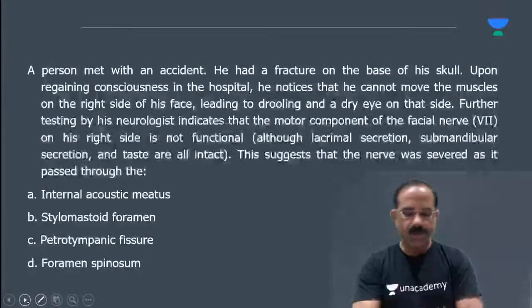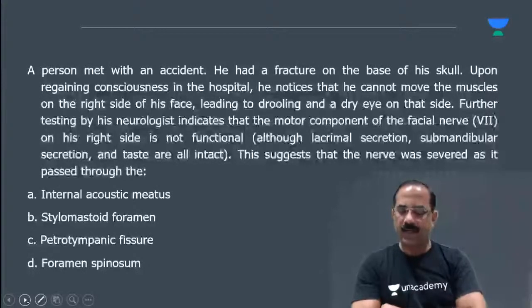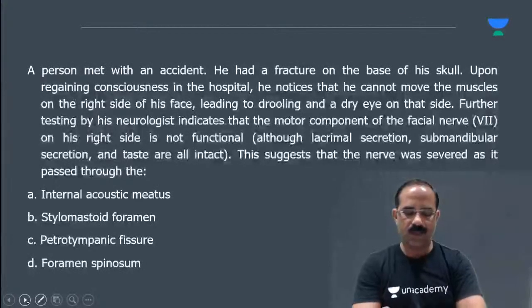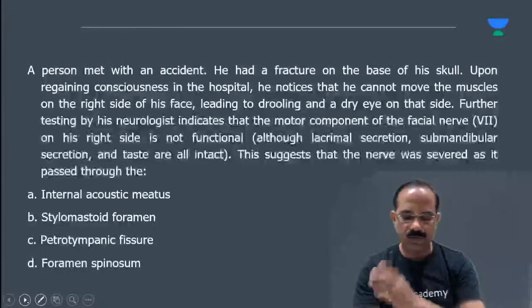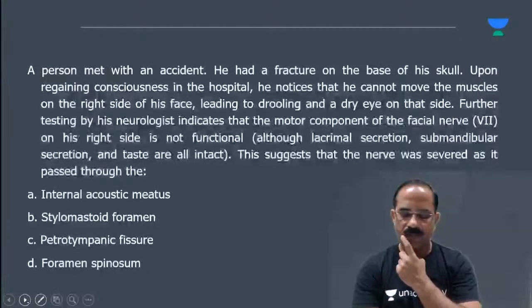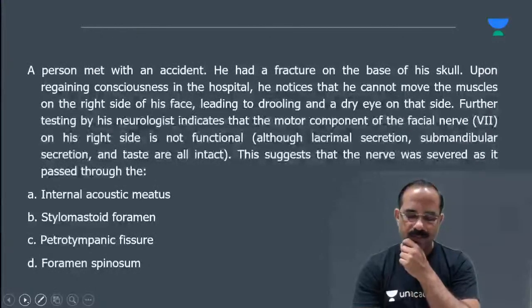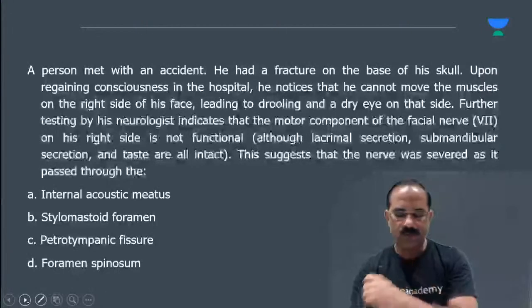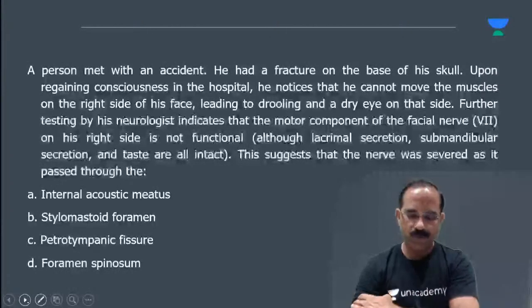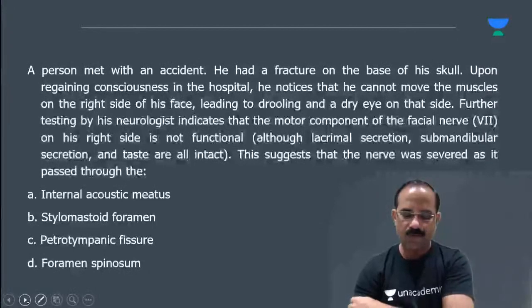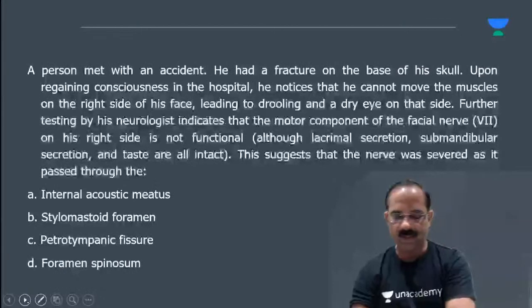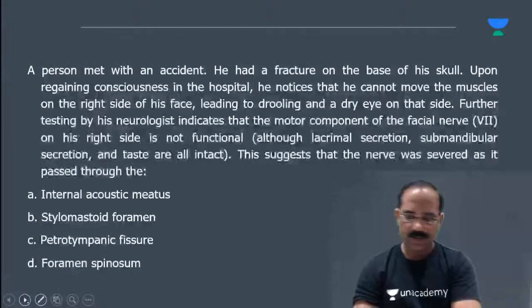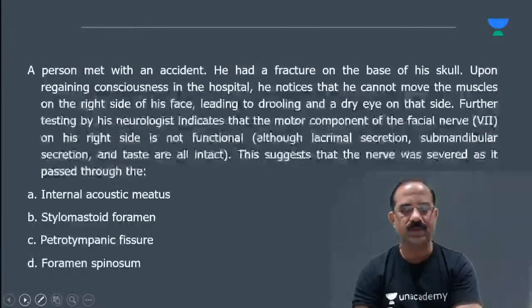Answer this. A person met with an accident. He had a fracture on the base of the skull. Upon regaining consciousness in the hospital, he notices that he cannot move the muscles on the right side of the face, leading to drooling and dry eye on that side. Further testing by his neurologist indicates that the motor component of the facial nerve on the right side is not functional, although lacrimal secretions, submandibular secretions and taste are intact. This suggests that the nerve was severed as it passes through. Answer this.